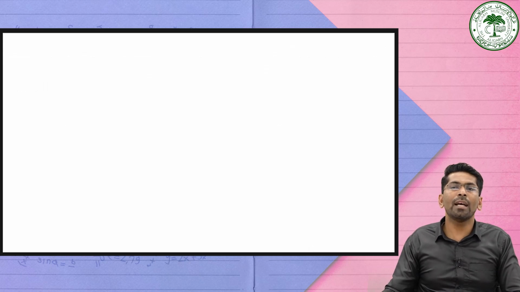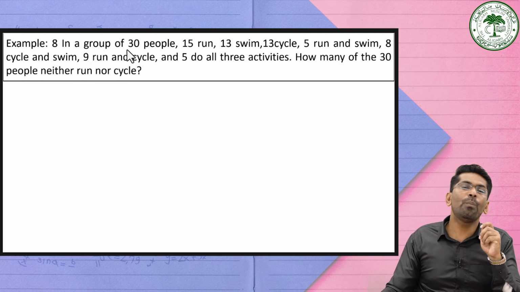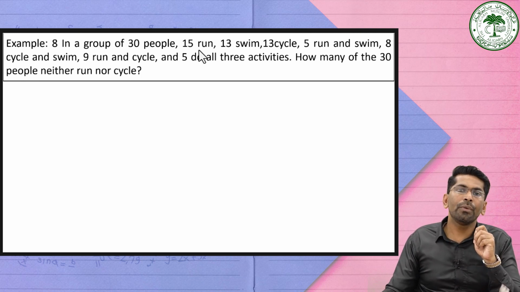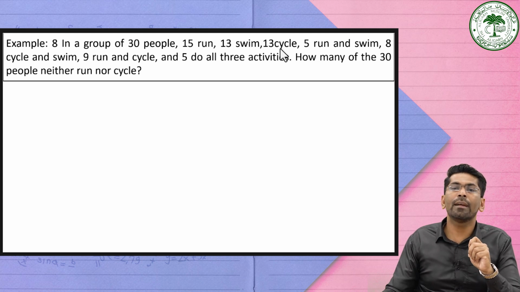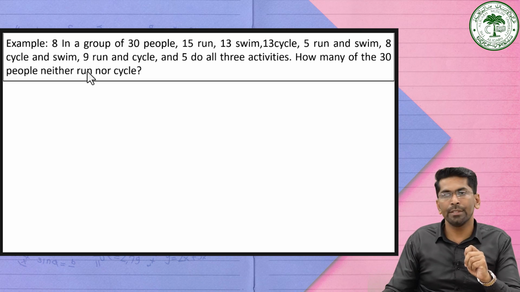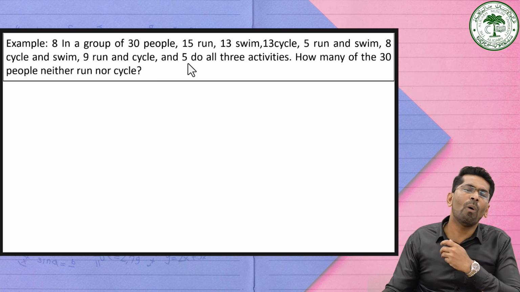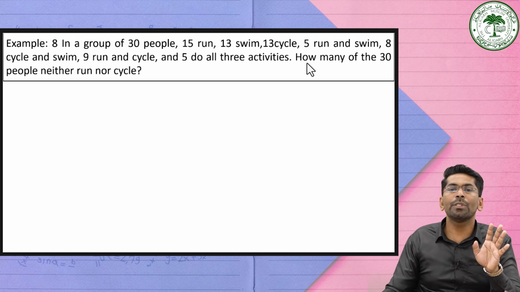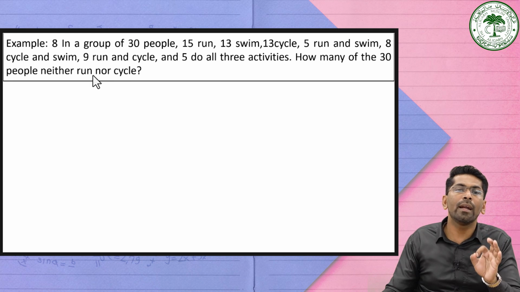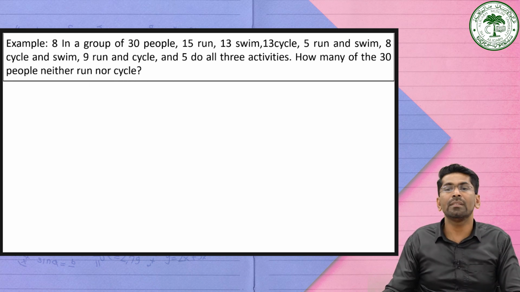Now we have the last question. In a group of 30 people, 15 run, 13 swim, 13 cycle, 5 run and swim, 8 cycle and swim, 9 run and cycle, and 5 do all the three activities. Our question is, how many of the 30 people neither run nor cycle? See here, the question is a little bit tricky.